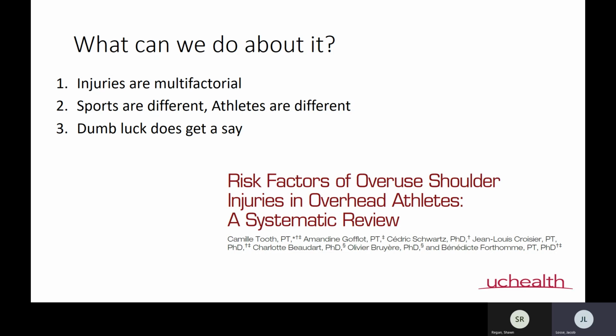And it kind of basically came with the idea that shoulder injuries are multifactorial, right? They can be exceptionally difficult to predict because there's so many things that can go into that. We know our sports are always going to be different. We shouldn't necessarily treat our volleyball players the way we treat our baseball players. We know our athletes are going to be different. And then we know that dumb luck eventually gets a say. Sometimes you just have an unlucky day and you end up injured.